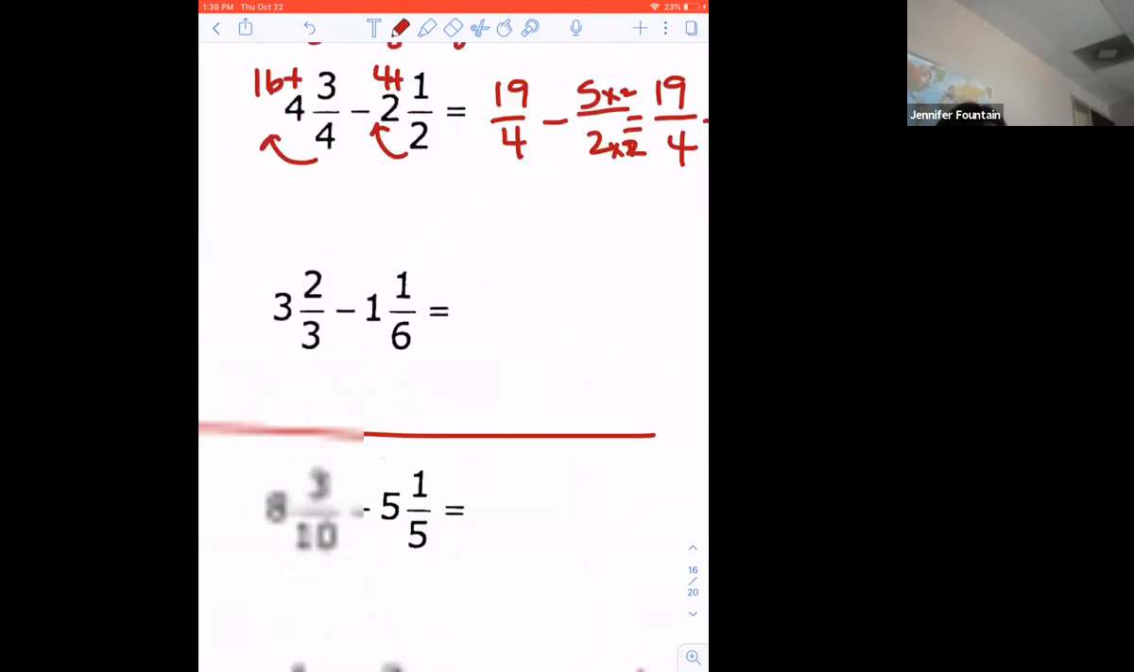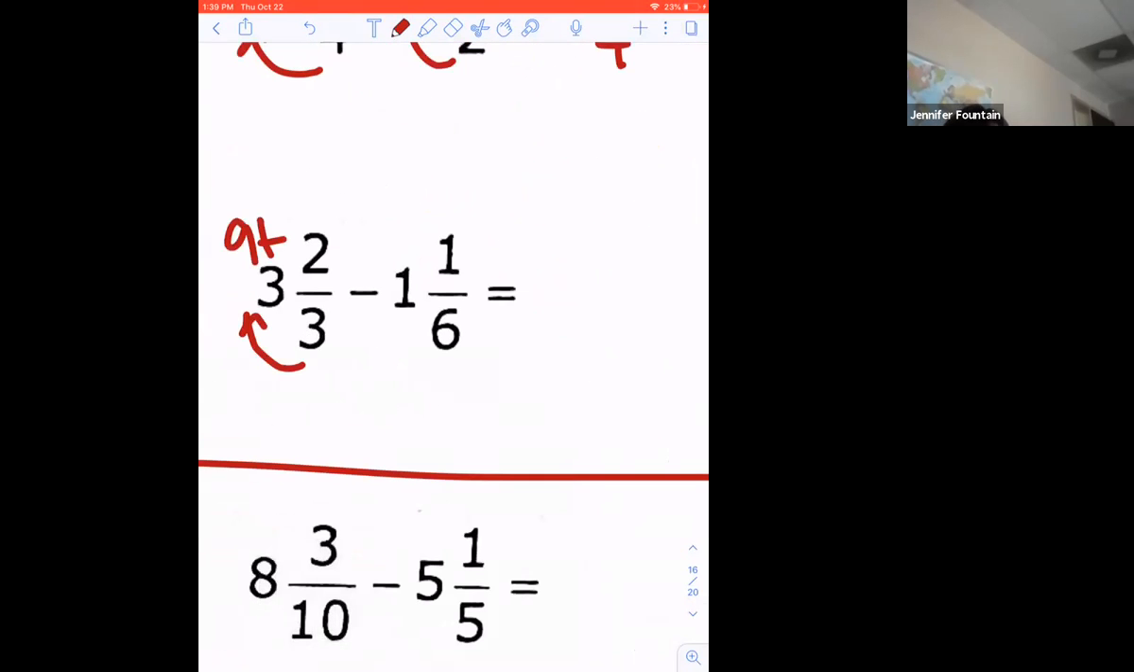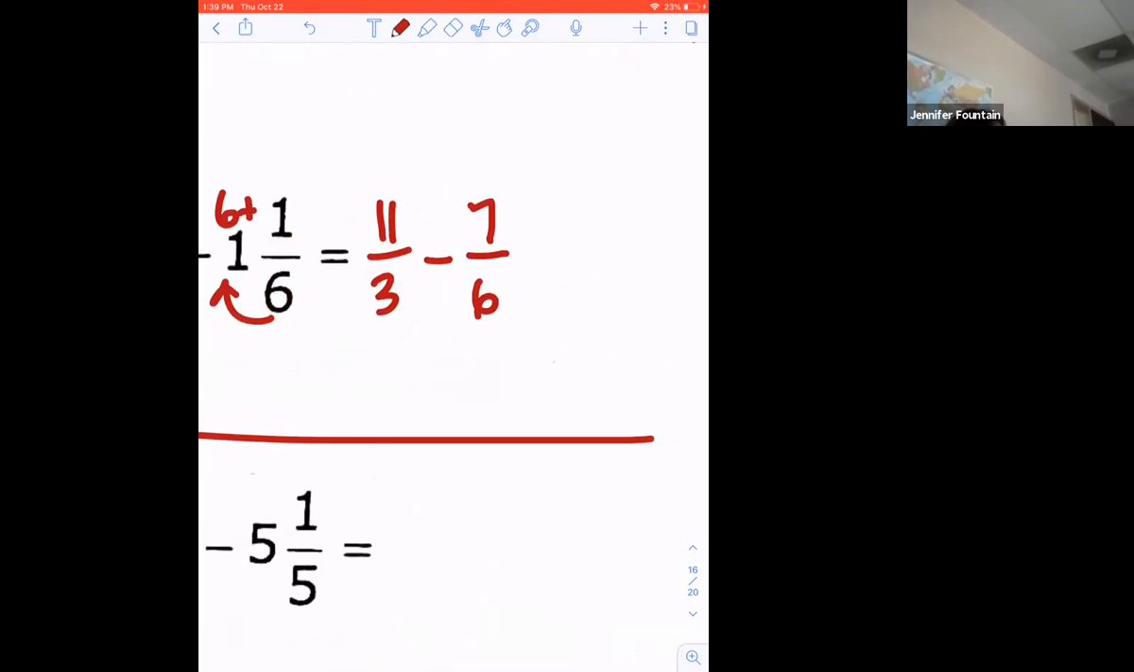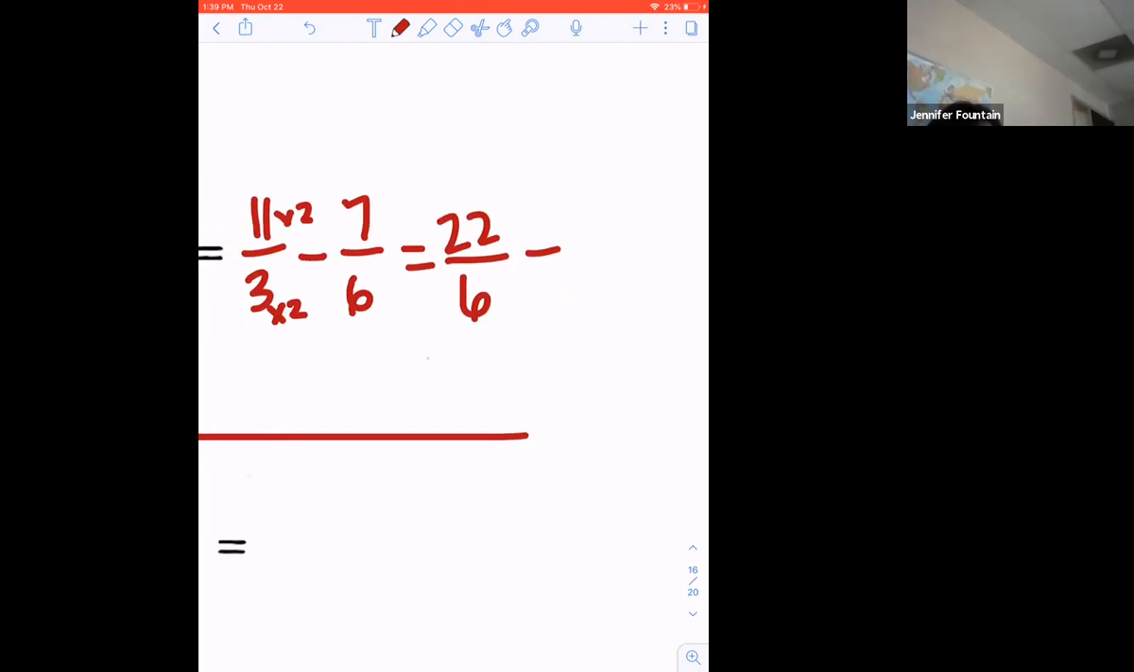And then the last one, 3 times 3 is 9. 9 plus 2 is 11. Keep my denominator of 3. 6 times 1 is 6. Plus 1 is 7. Denominator is 6. I have unlike denominators. I need a common denominator. I look to see, can I use 3 or 6? And I can use 6. So that means my first one I have to change to a denominator of 6. To get from 3 to 6, I multiply by 2. That means I have to multiply my numerator by 2, and 11 times 2 is 22. So now I have 22 over 6 minus 7 over 6.